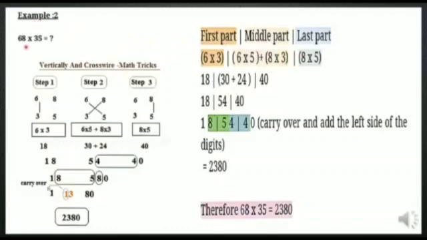For the last part, what are we going to do? We are going to multiply the numbers on the right side, or the numbers on the ones place. What are these numbers? 8 and 5. You get an answer of 40. So you have written 18 as the first part, 54 as the middle part, and the last part as 40.